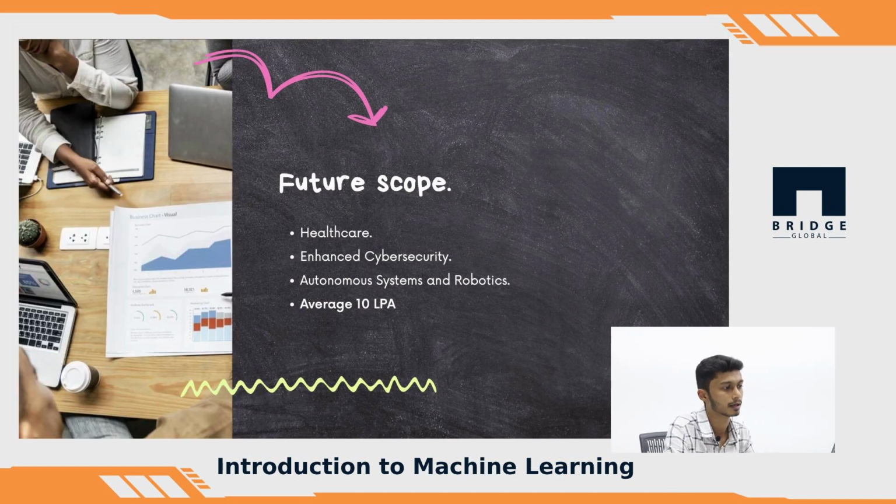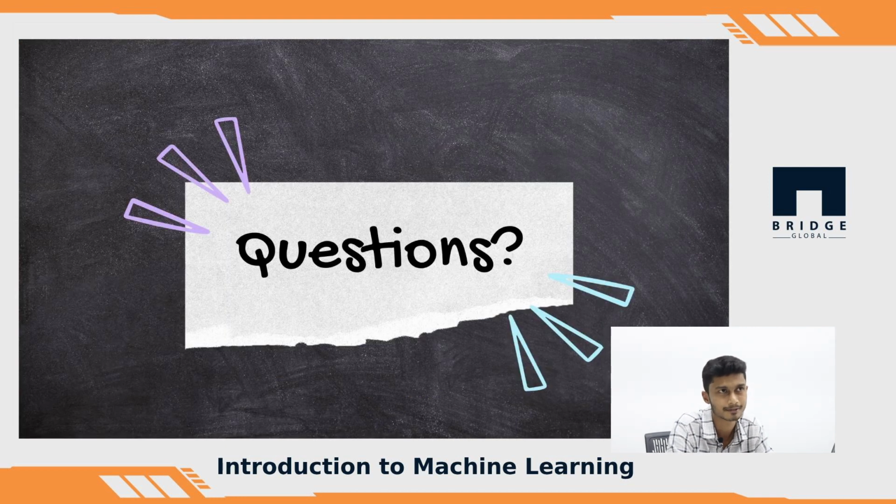And then let's see what the future scopes are. In the upcoming future we have scope in healthcare, enhanced cybersecurity, and autonomous systems and robotics. And we can get an average salary of 10 LPA as well. With the increasing demand for data science and AI, there is scope for machine learning in the future.